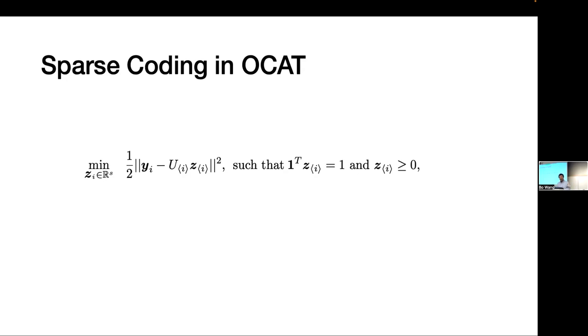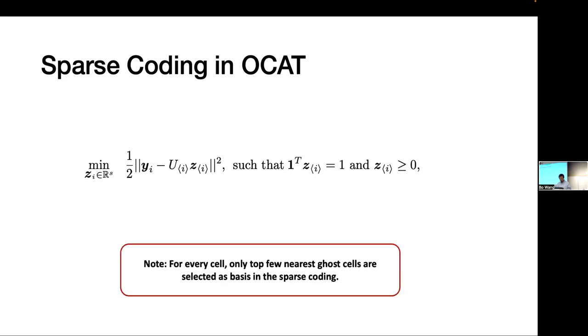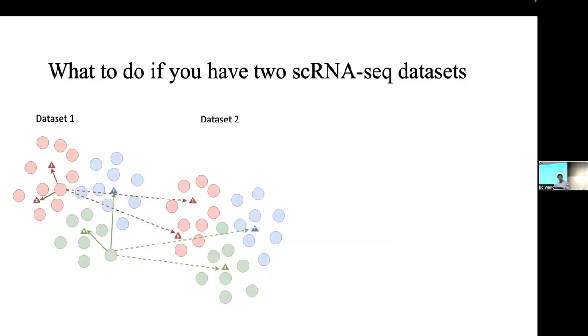And then you end up with, let's say, 10 basis functions, and you reconstruct every single cell from the original two batches using these 10 basis functions. Because we also enable sparsity, the coefficients we learn are forced to be sparse. We don't want a dense representation, we want a sparse representation. So the mathematical equation looks a little bit complicated.